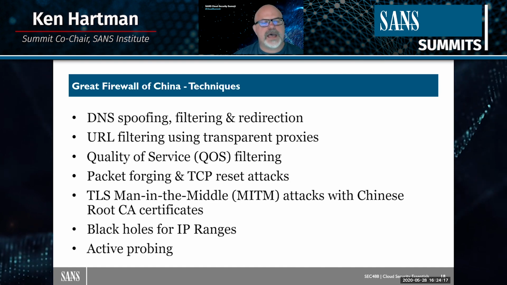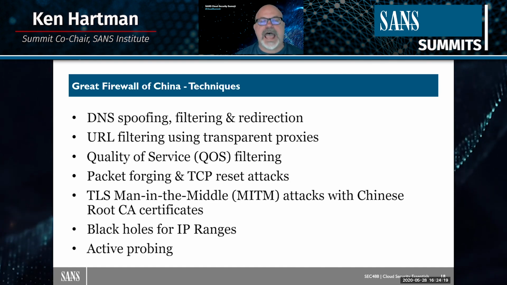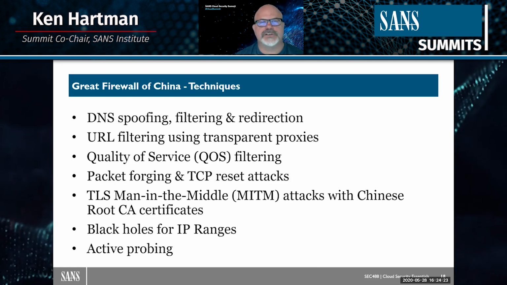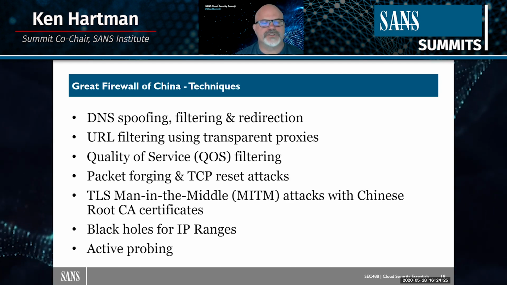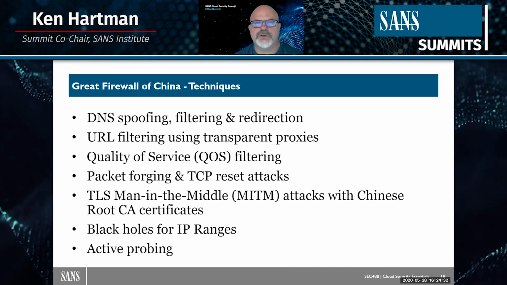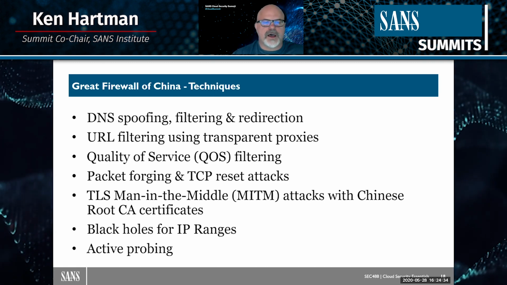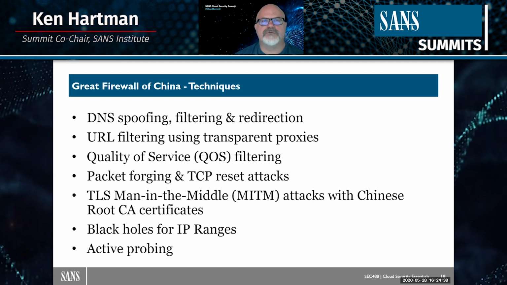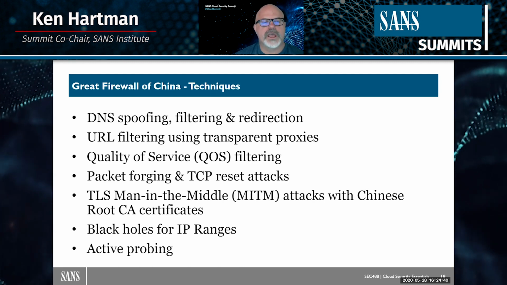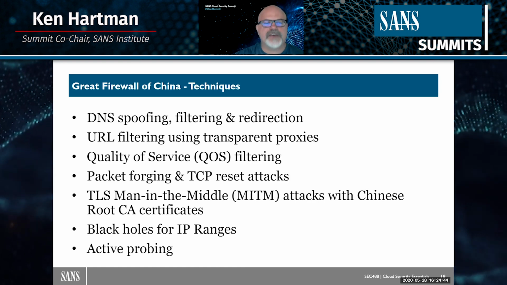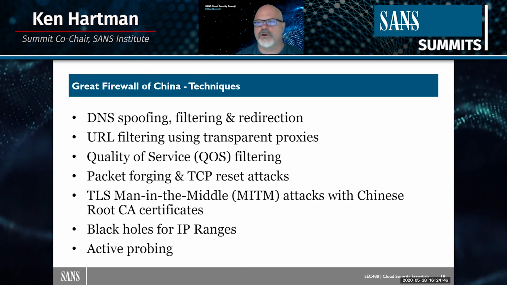The other thing that has been known to happen is active probing from the same IP addresses that support the Great Firewall of China. For example, many dissidents will try to use a VPN to get their message out of mainland China to the rest of the world. They'll try to use a VPN, and there have been reports where during and after that VPN session, they were actively probed.